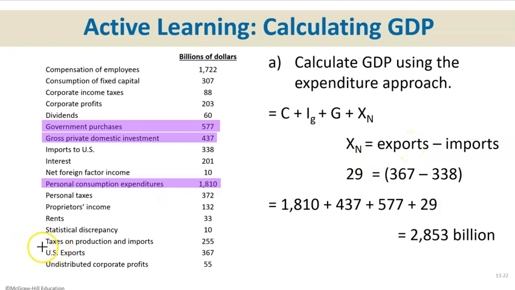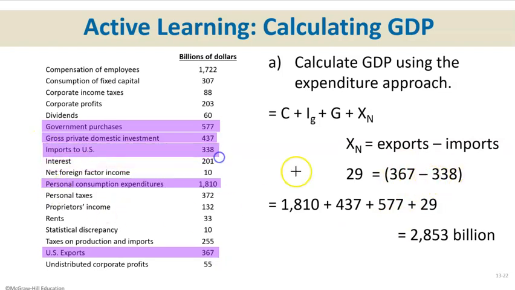So U.S. exports are right here. 367. Subtract imports. We have imports here at 388. That gives us a net exports of negative 29. We do this simple math. So put negative 29 into the last for net exports, and then you just add all 4 of them up. You'll get 2,853, and that is actually in billions, if you notice that here.